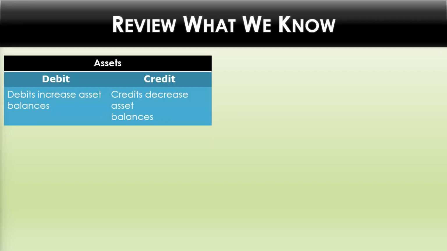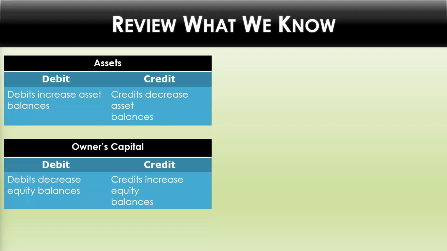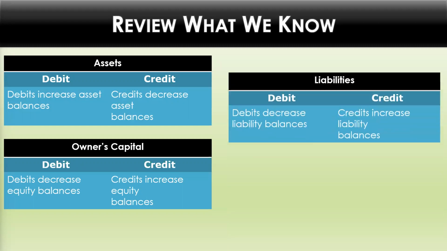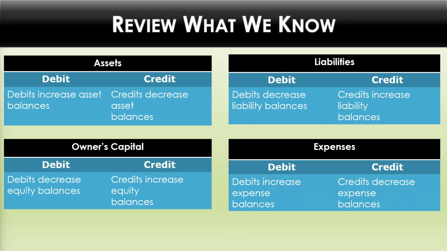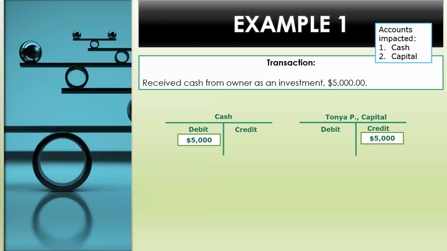Assets. Debits increase asset balances, while credits decrease asset balances. Owner's capital. Debits will decrease equity balances, while credits increase equity balances. For our liabilities accounts, debits will decrease liabilities balances, while credits will increase a liability balance. And then for expenses, debits increase expense balances, while credits decrease expense balances. Let's see how this works using examples here.